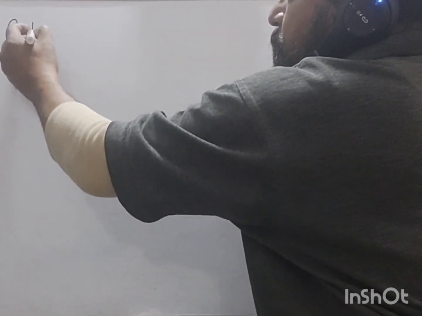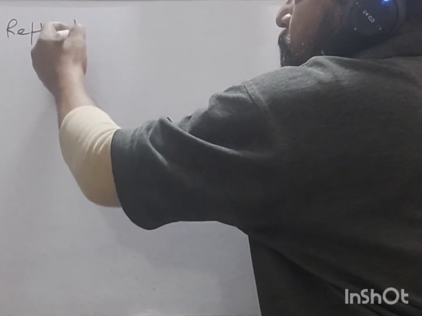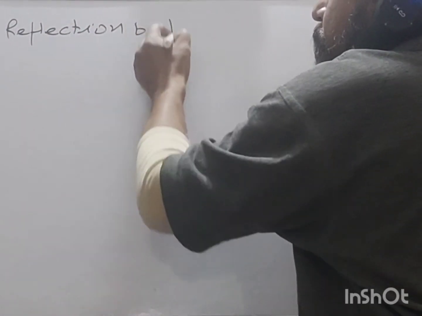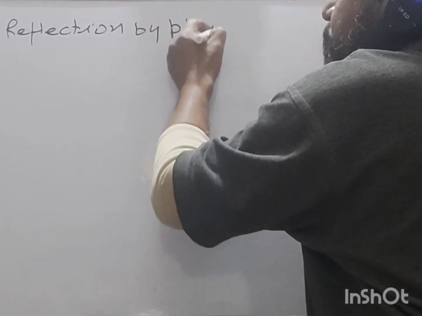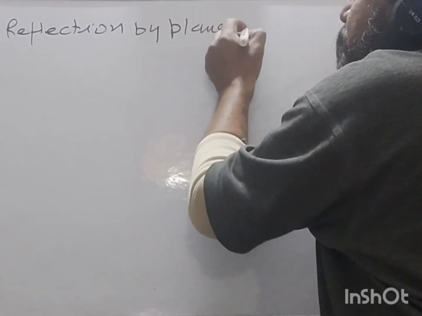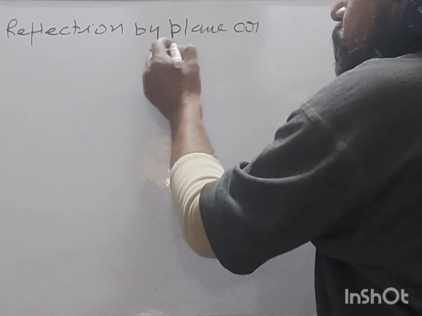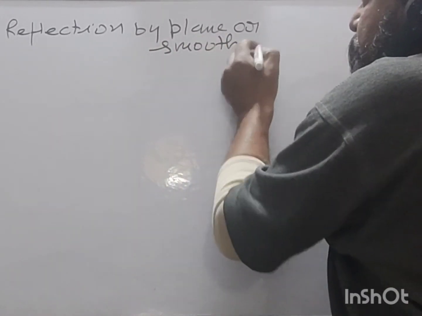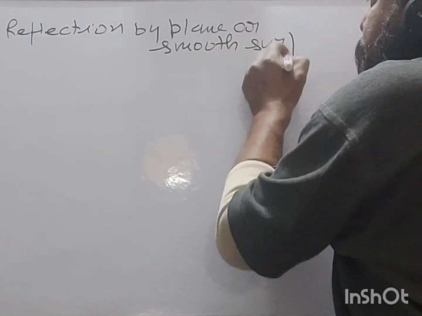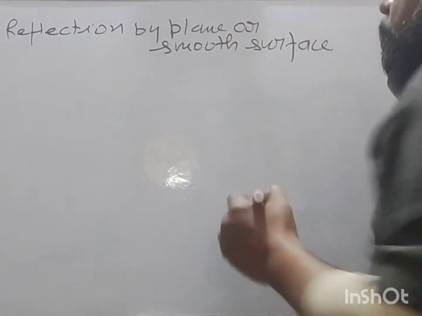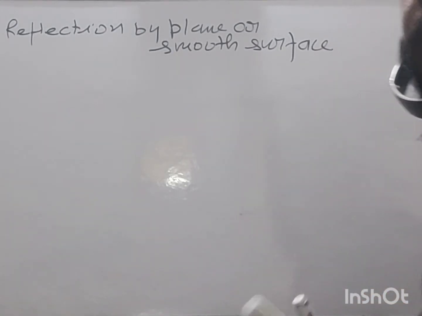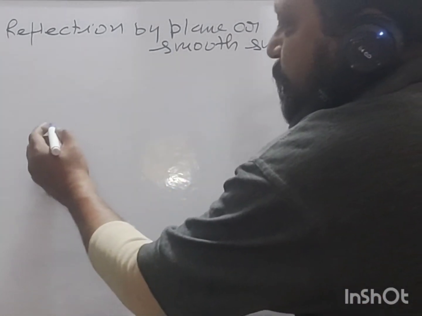Now we are going to talk about reflection of light. Reflection of light through a plane mirror. Reflection of light by a plane or smooth surface. Now we are going to talk about this.